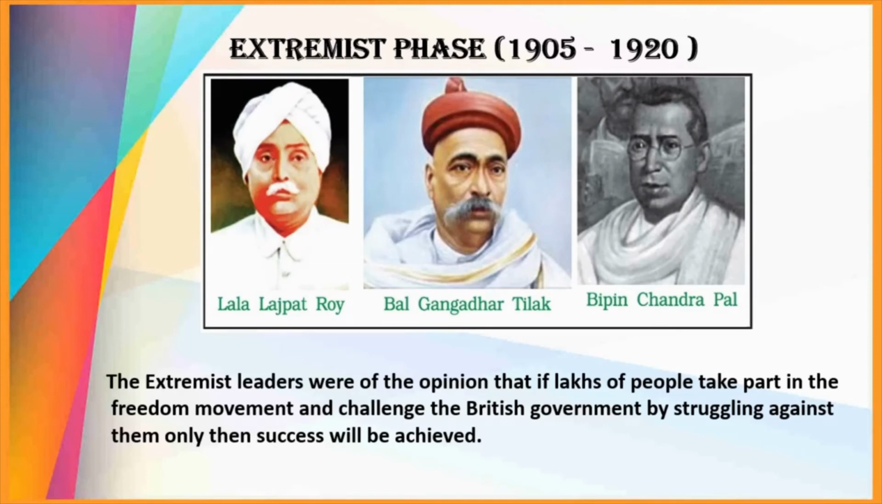Now let us see about the methods or the mediums adopted by the extremists. Initially, the leaders used the mediums of newspapers, national festivals, and national education to bring about political awakening. Let us see about each one of them in short. Firstly, newspapers. Lokmanya Tilak started the newspapers Kesari and Maratha and criticized the suppressive policies of the British through them. Then Amrit Bazar Patrika was a mouthpiece of extremist ideology in Bengal.